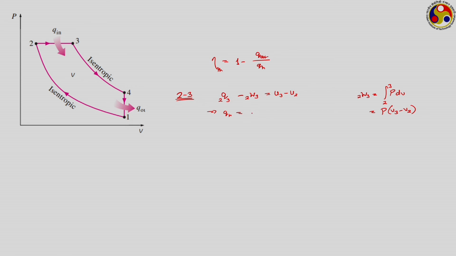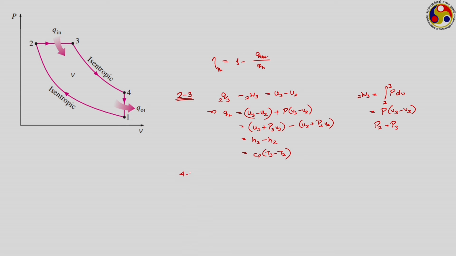So, Q in will be U 3 minus U 2 plus P into V 3 minus V 2, that is, we can write this to be equal to U 3 plus P 3 V 3 minus U 2 plus P 2 V 2, as we have P 2 equal to P 3. What is U plus P V? That is enthalpy. So, it is H 3 minus H 2, and for an ideal gas we know this is equal to Cp into T 3 minus T 2.